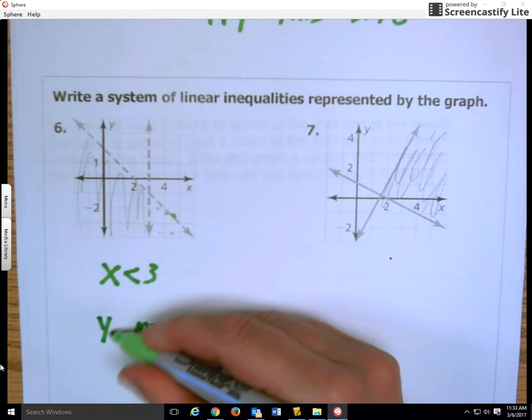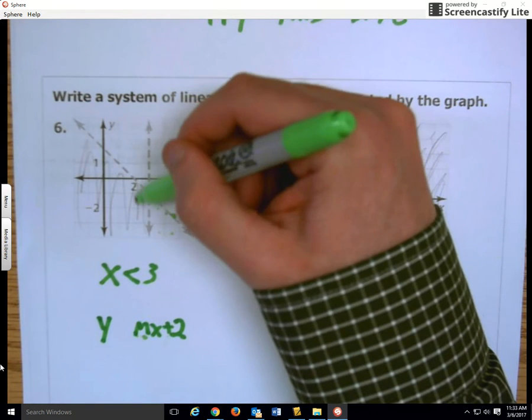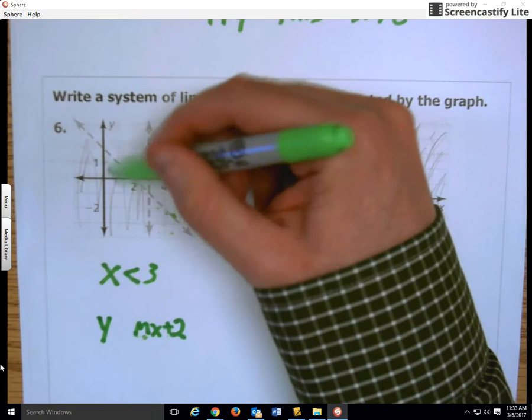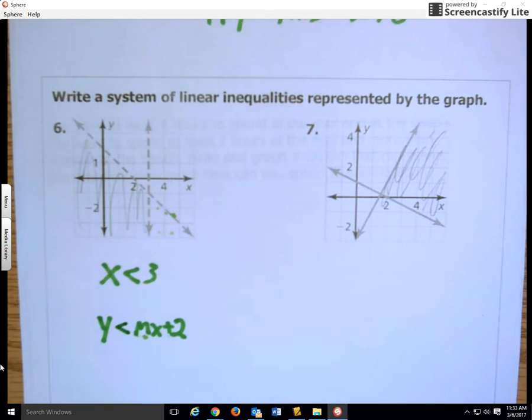But what do we put instead of an equal? Well, it looks like the answer is less than. It's going down. See how the truth is in here? So it'd be less than. So y is less than mx plus 2.